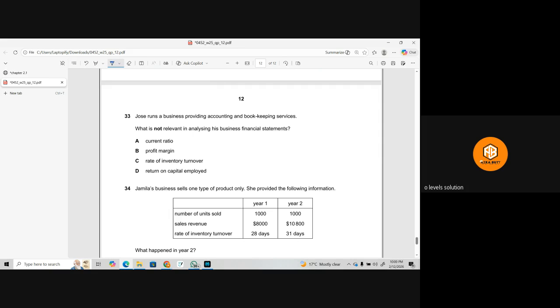Then we have question number 33. They are saying that Jaws runs a business providing accounting and bookkeeping services. What is not relevant to analyzing his business financial statement? Current ratio is relevant to liquidity. Profit margin is relevant to profitability. Okay, C is the answer.